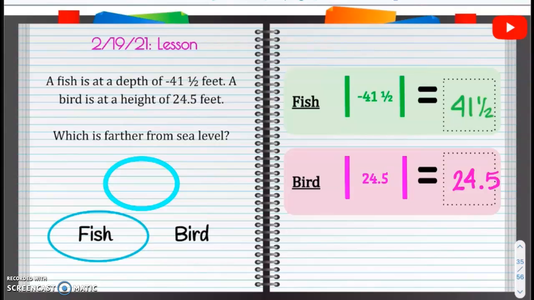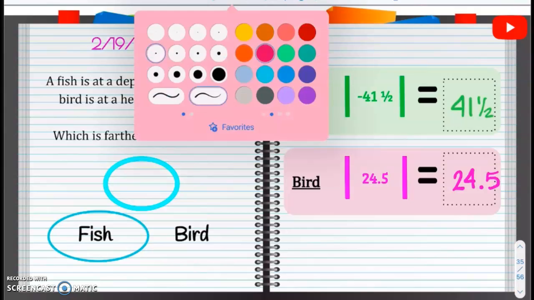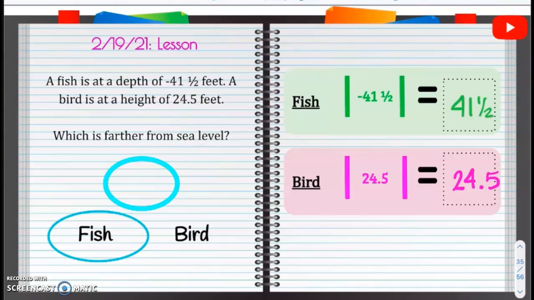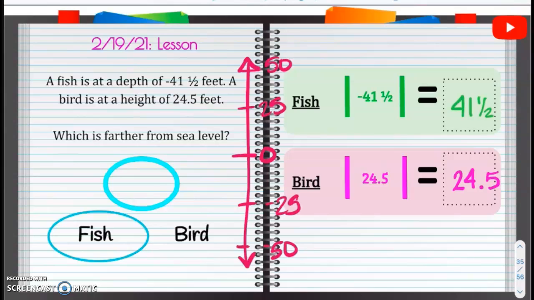You can also take a look at it as if you are looking at a number line. Here's sea level, 0. Here's, let's do 25, 50, negative 25, negative 50. 41 and a half is going to be somewhat up here. Or you can look at negative 41 and a half. So that's our fish. Then our bird would be 24 and a half or negative 24 and a half.